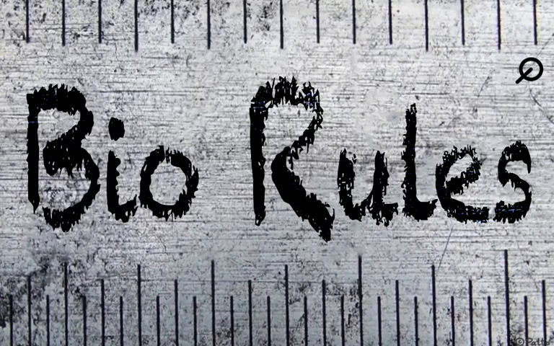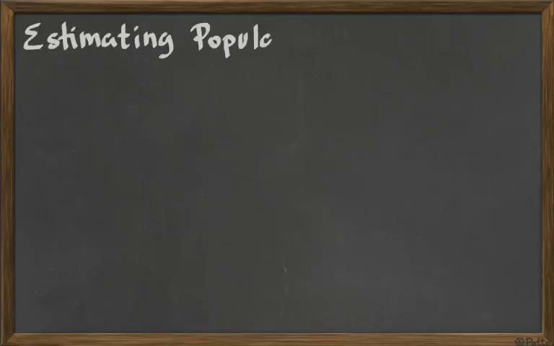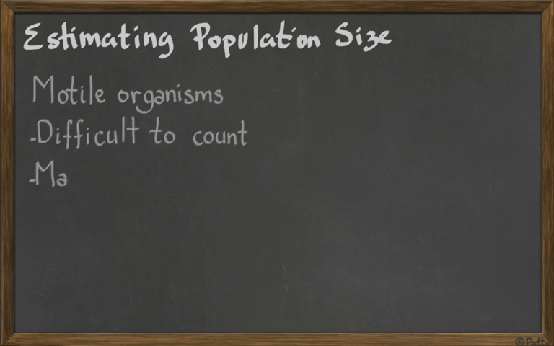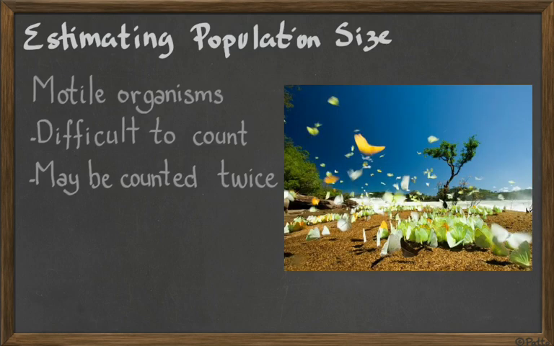Today we are going to be talking about methods to sample the size of populations. So how do we estimate population size? If you have motile organisms that move around, they might not be very easy to count, and they may be counted twice because they may move. You count it there and then they move to the side, you count it again. So can you imagine yourself counting butterflies in a place like this? It's probably going to be an impossible mission.